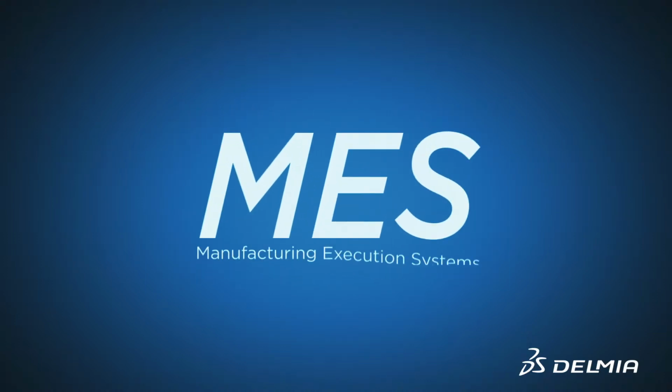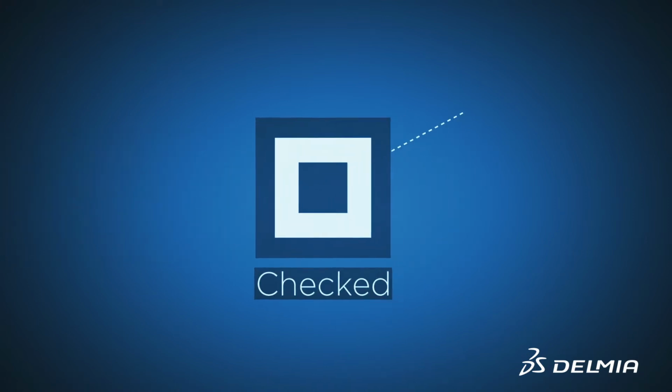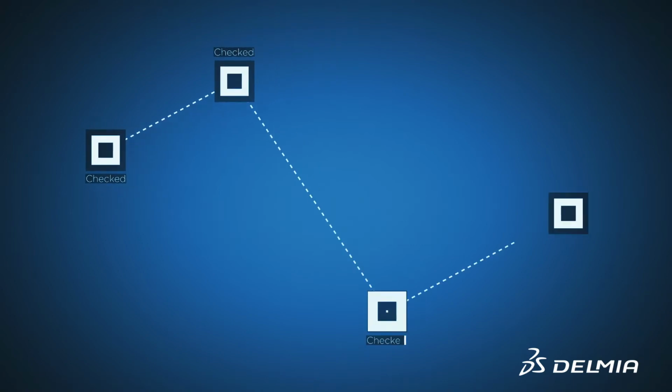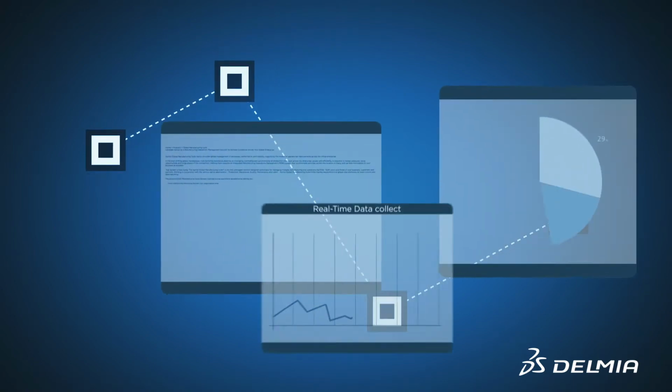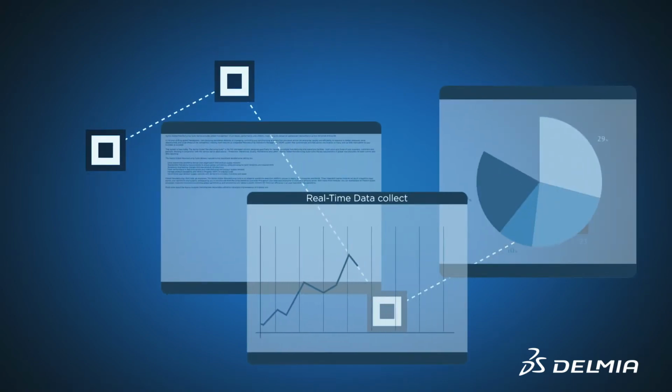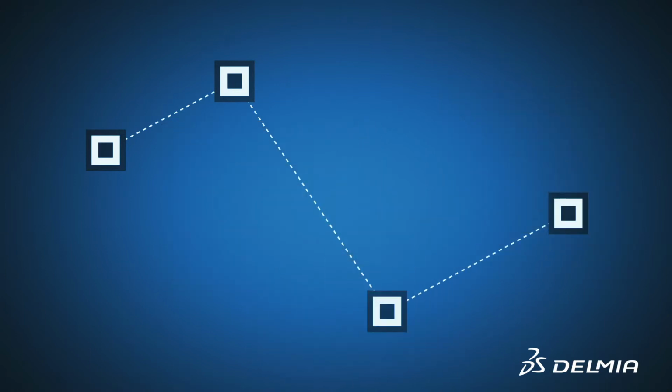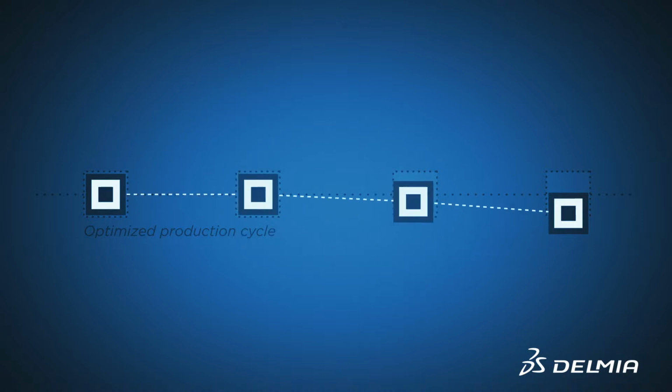MES, or Manufacturing Execution Systems, have been aimed at controlling a factory's production while collecting real-time data in the drive for continuous improvement. The ultimate goal? To optimize the entire production cycle, from suppliers to final delivery.